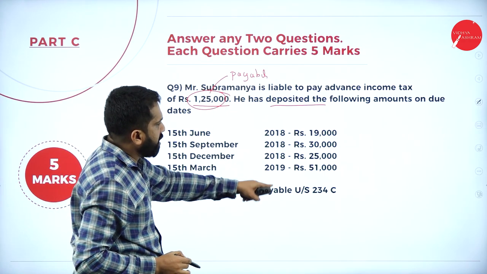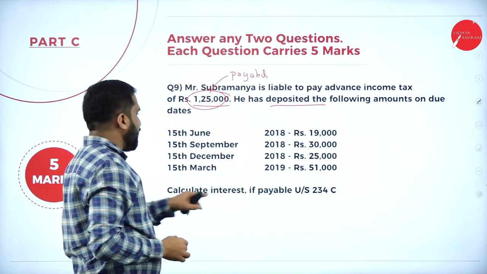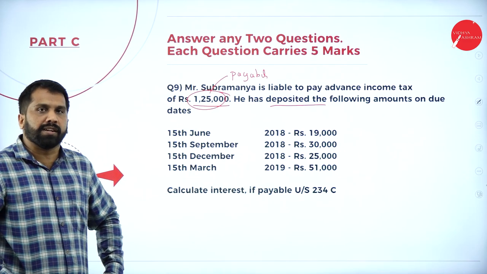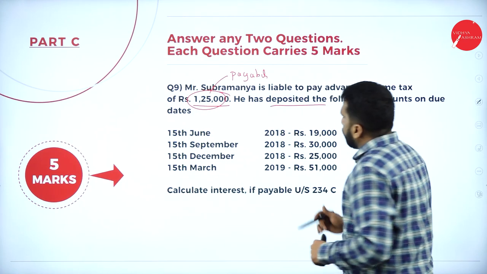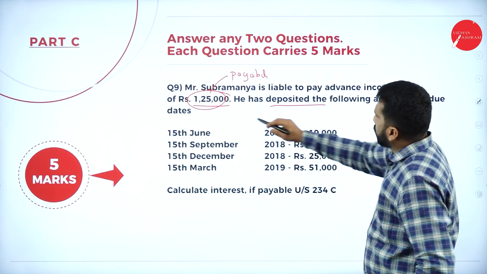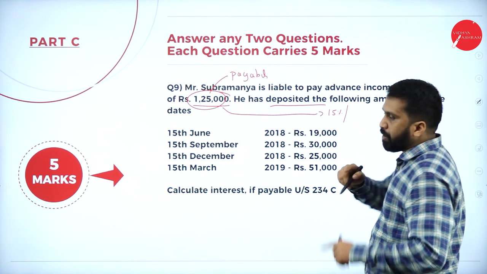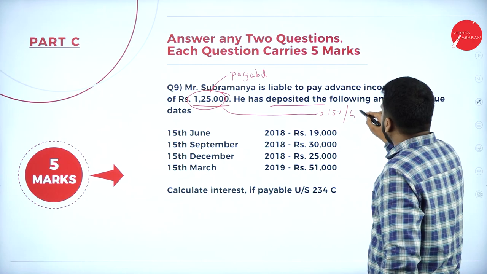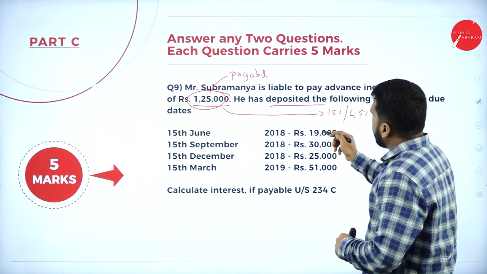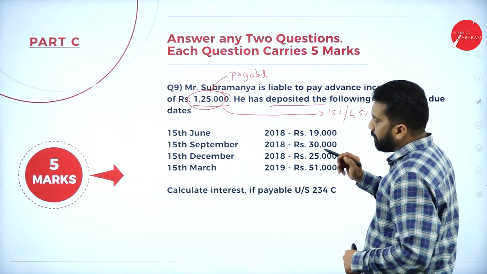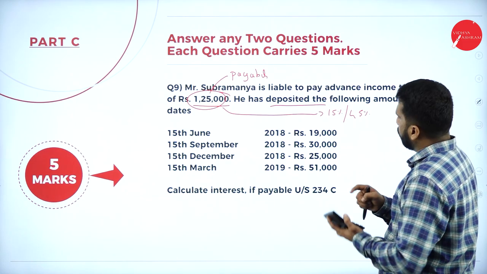How much is paid already? 19,000, 30,000, 25, 51. Calculate interest if payable under section 234C. How to calculate? Simple one. In this, 2,25,000, 15%, 15 plus 30, 45%. Or else, you can take it as 19,000, 30,000, 25, 51.